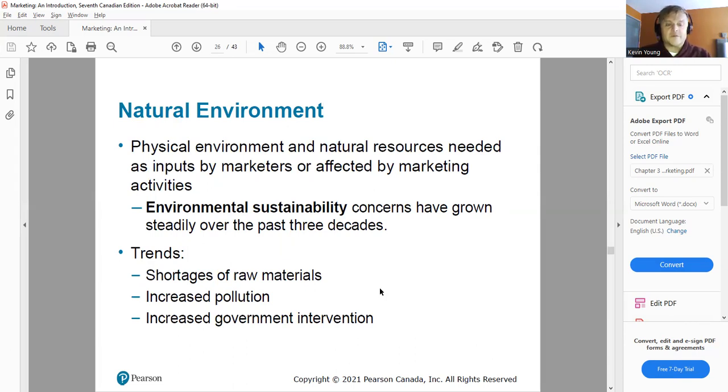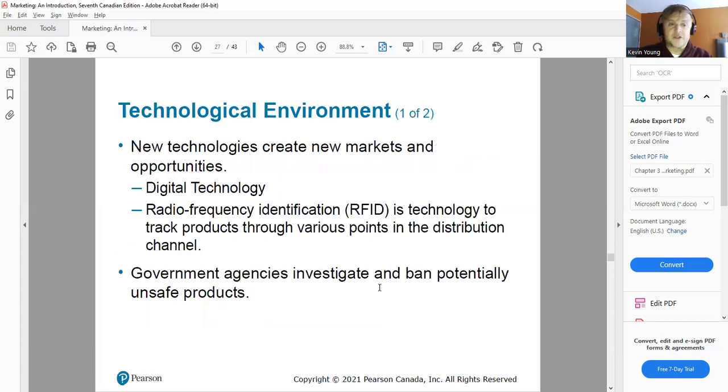So the trends: we have shortages of raw materials. Cut down all the trees, you're not going to have lumber. You have increased pollution, and you have increased government intervention.